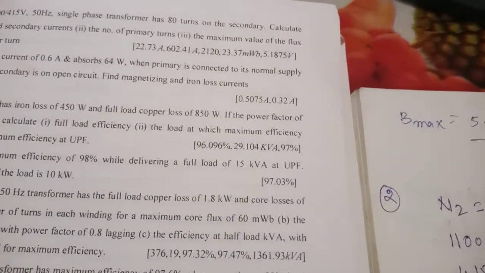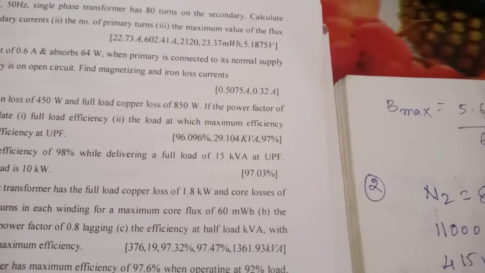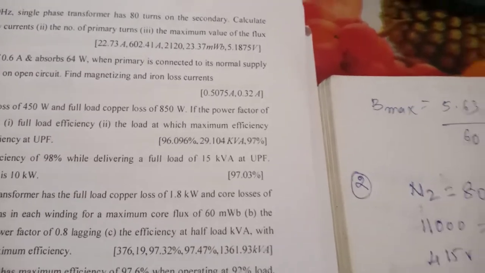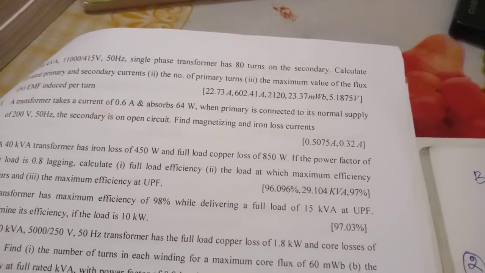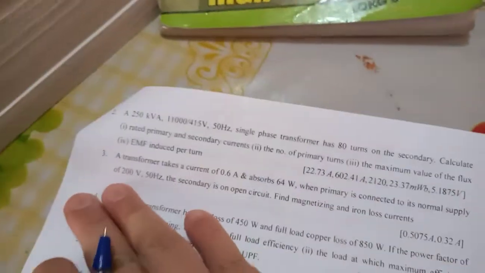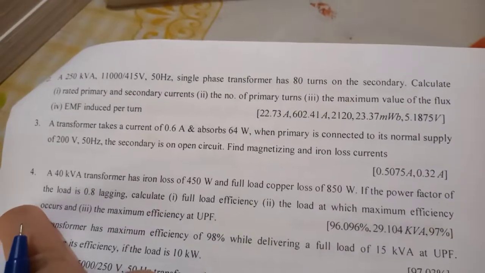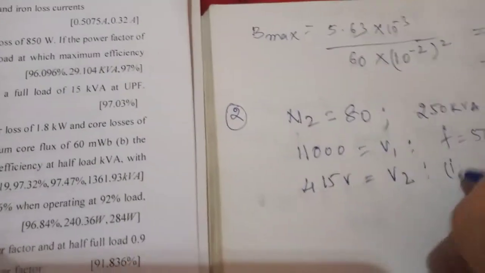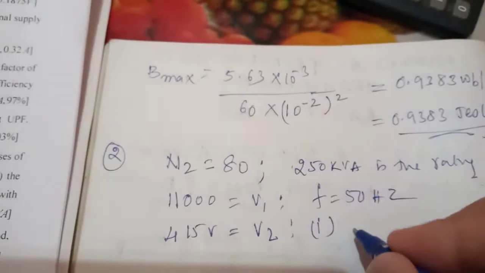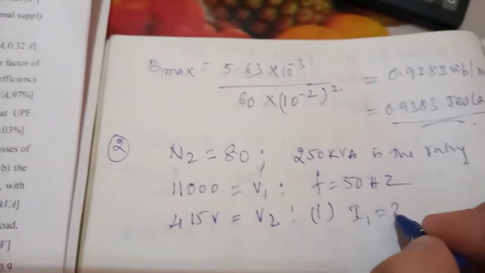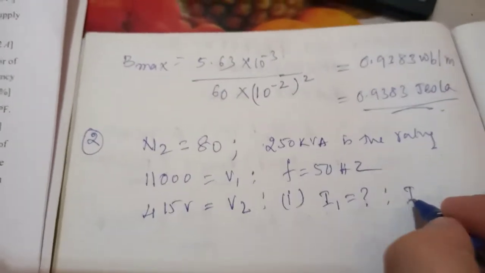And they have given the frequency, 50 hertz. Single phase transformer. Calculate the rated primary and secondary current. First, what do I have to calculate? Rated primary and secondary currents. Okay, let us find I1 and I2 first.